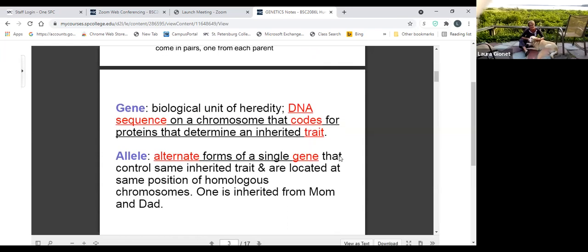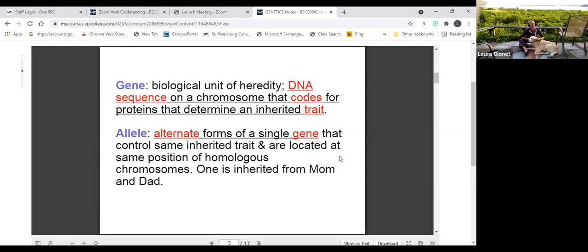We have genes that are the DNA sequence on a chromosome that codes for different proteins that determine an inherited trait. Allele is an alternative form of a gene.